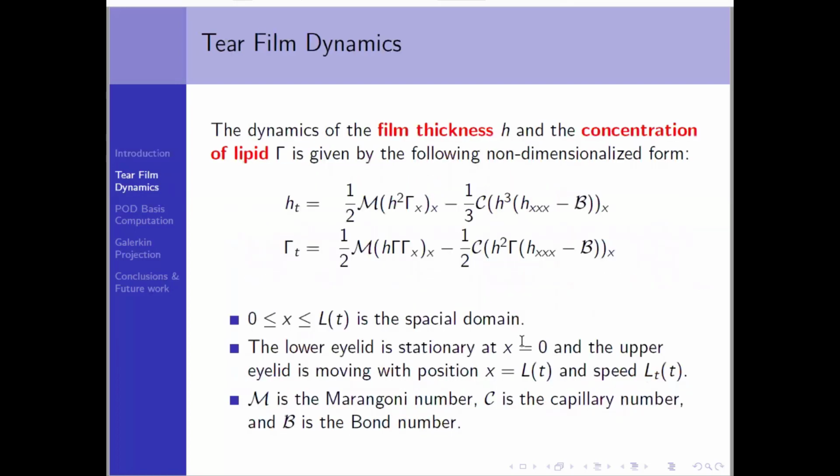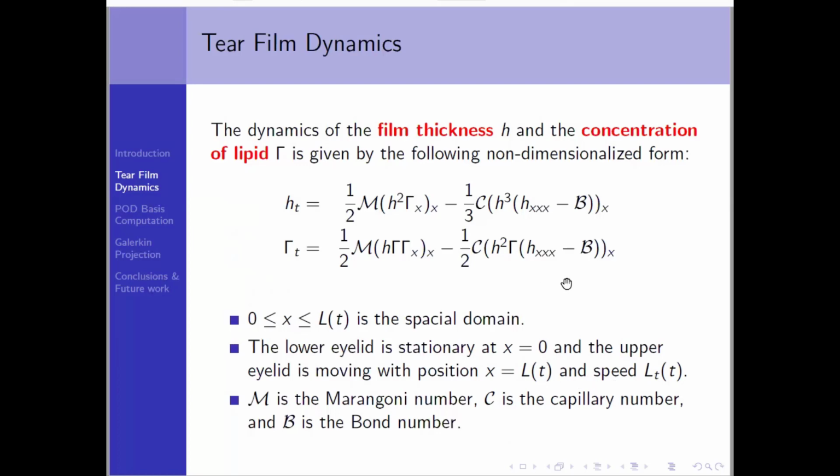So this is how the model looks. We have the dynamics of the thickness coupled with the dynamics of the lipid concentration. H is the thickness, gamma is the lipid concentration. Now, we assume that the lower eyelid is stationary, and when you open your eye, the upper eyelid moves with the position L of t and speed L_t of t.